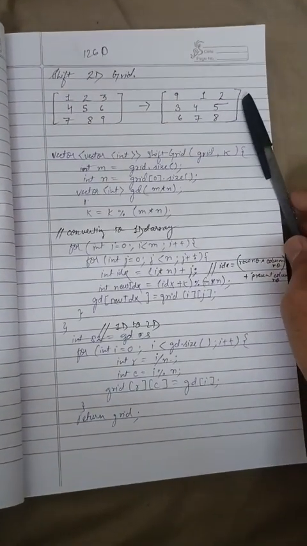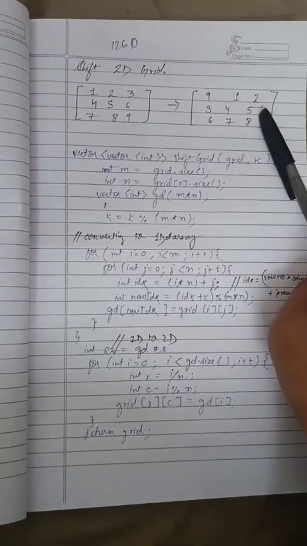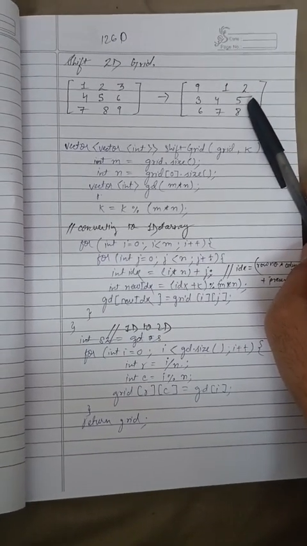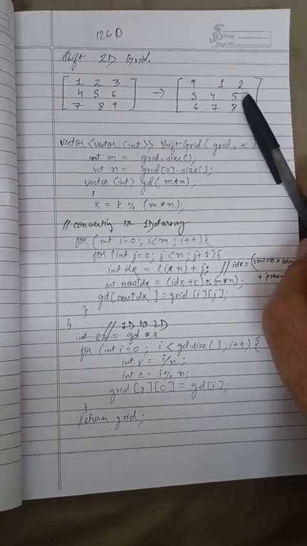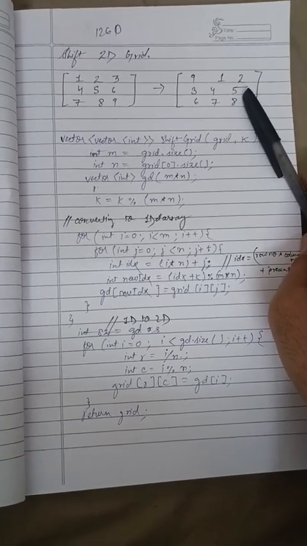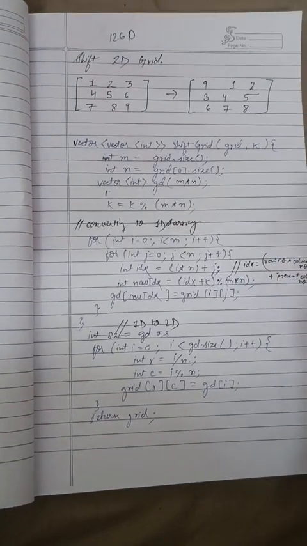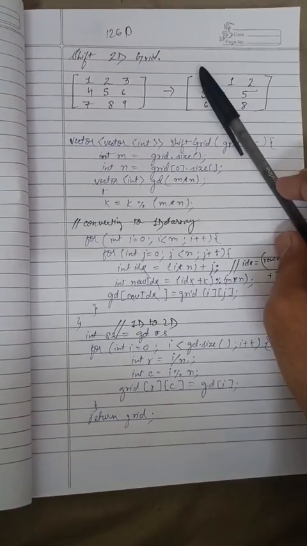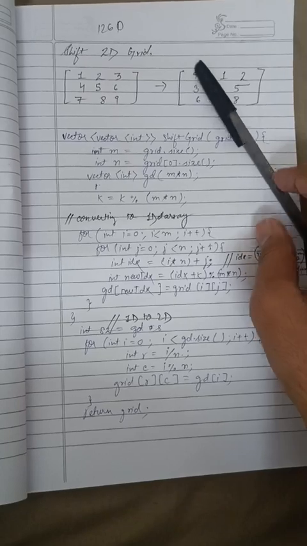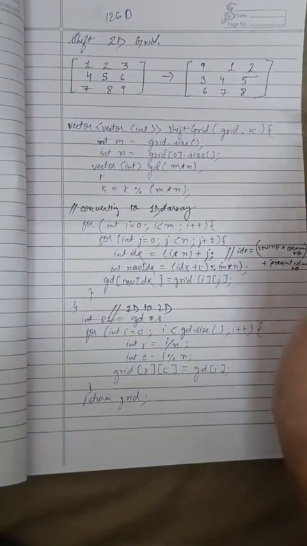Hello everyone. Today's LeetCode POTD is Shift 2D Grid, and it is an easy-marked problem. And the moment I tell you the main crux of the problem, you will definitely be able to solve it. You won't need my help then. So let me tell you what the crux of the problem is.